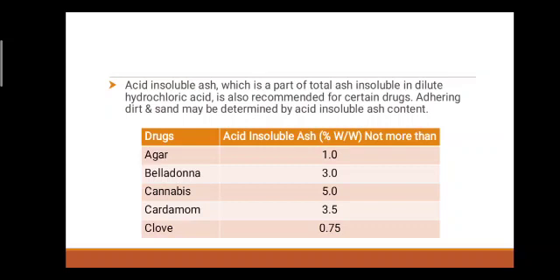Second, belladonna, acid insoluble ash value not more than 3% weight by weight. Third one, cannabis, not more than 5% weight by weight. Fourth one, cardamom, not more than 3.5% weight by weight. And last, fifth, clove, the acid insoluble ash value not more than 0.75% weight by weight.